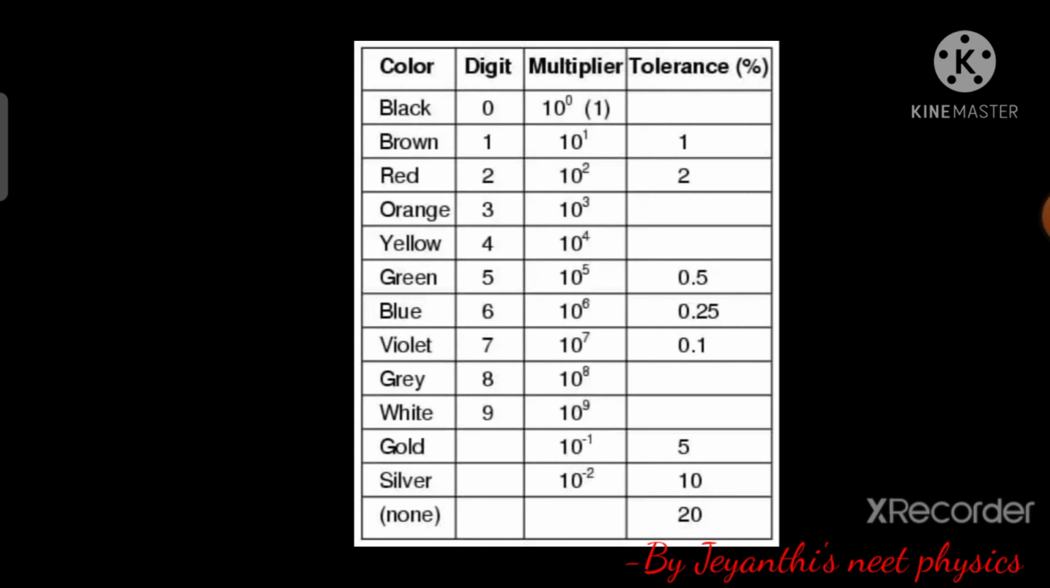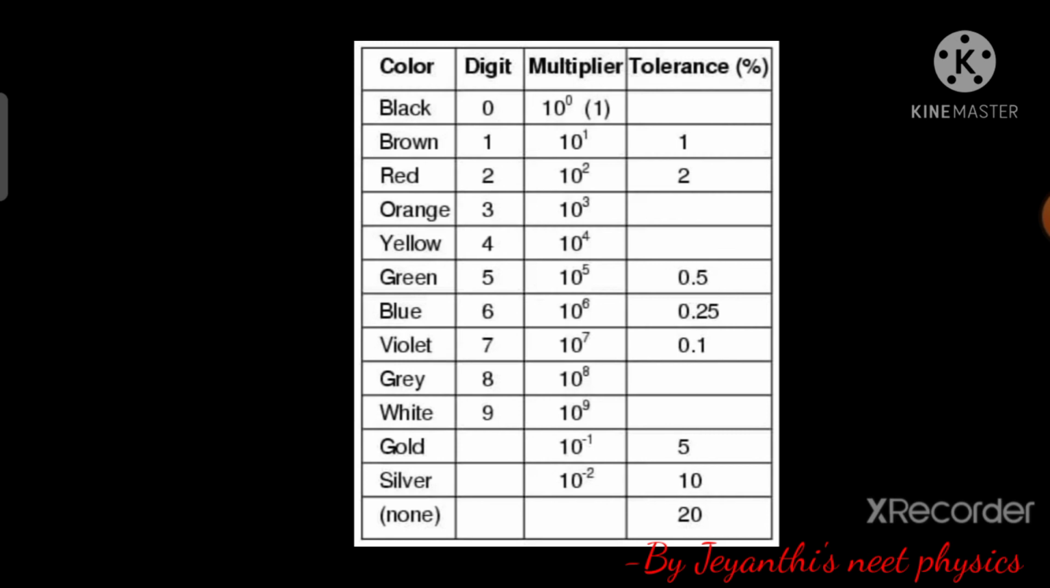So here a tabular column is given. This table is used to indicate the first digit value, the second digit value, and for the third digit the multiplier, with values given for different colors. For example, black color for the first digit means we should select 0, brown means we should select 1, but red means we should select 2. But if the red ring is the third ring, we can't select 2. Instead of that we should select 10 squared.